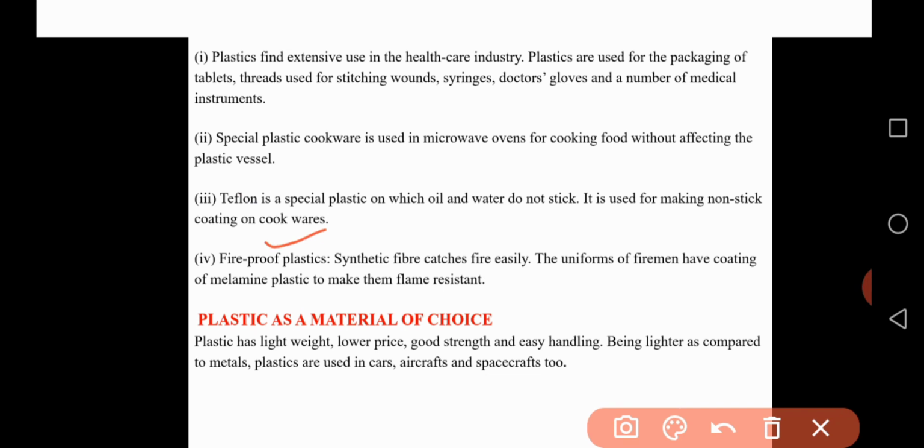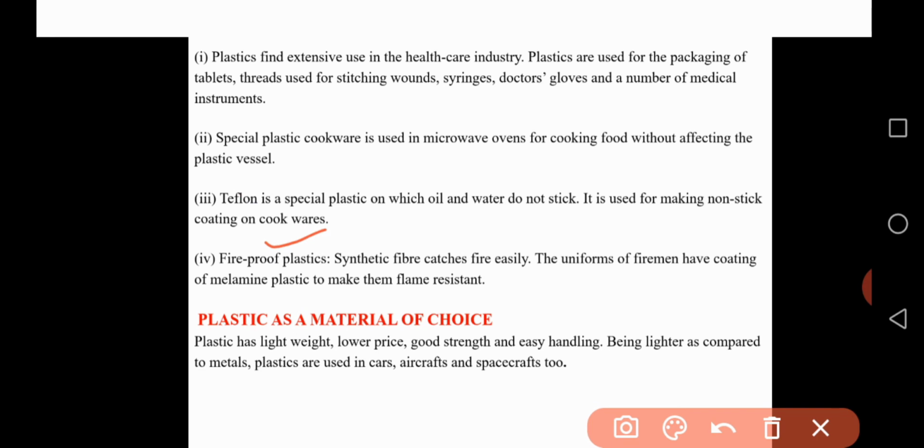Synthetic fibers usually catch fire easily. We already discussed synthetic fibers. The uniforms of firemen have a coating of melamine plastic. We already discussed melamine and also bakelite.